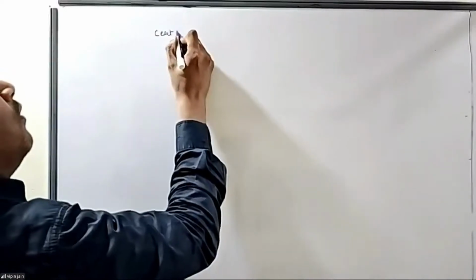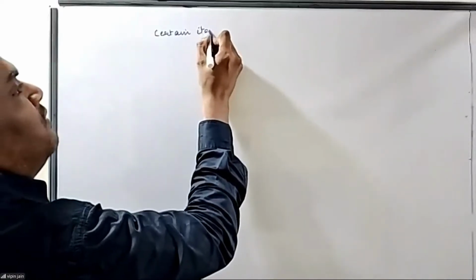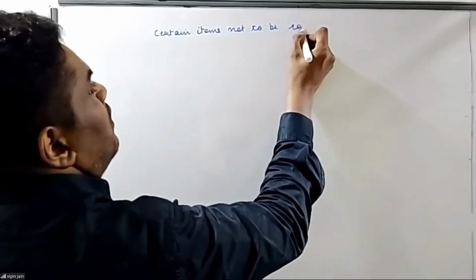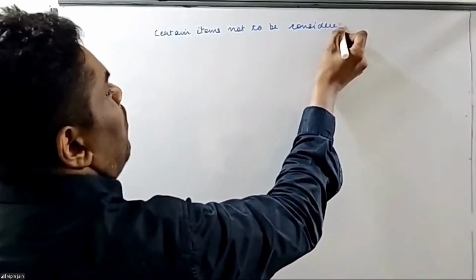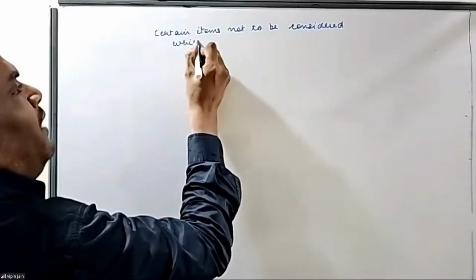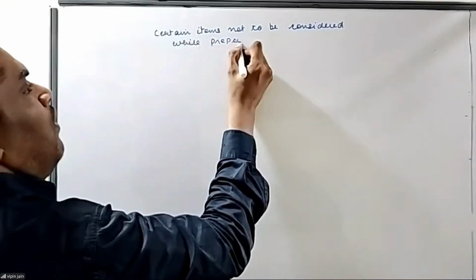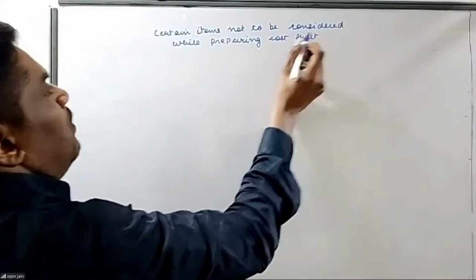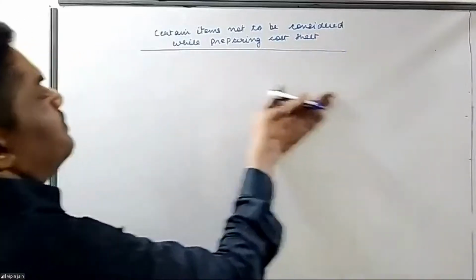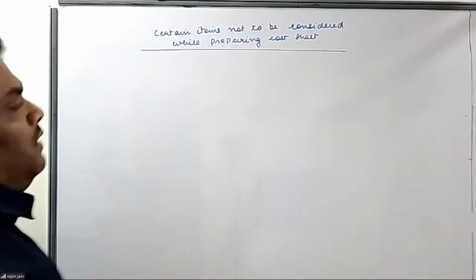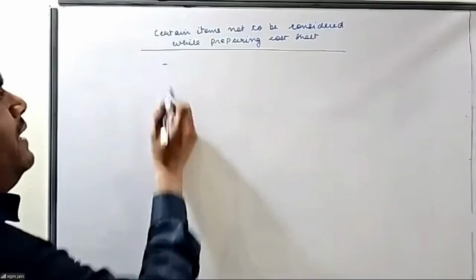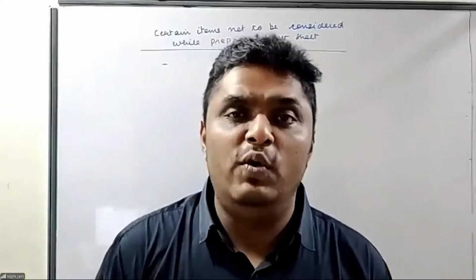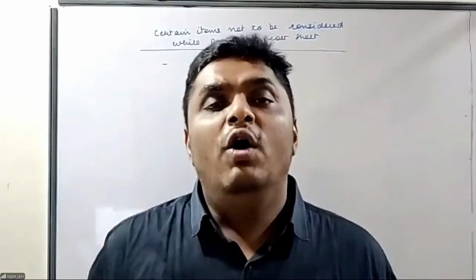So, certain items not to be considered while preparing cost sheet. Can you help me out with those items? I request you to please post what all items are to be ignored or not to be considered while preparing cost sheet.